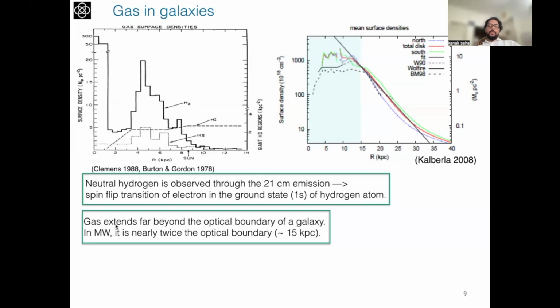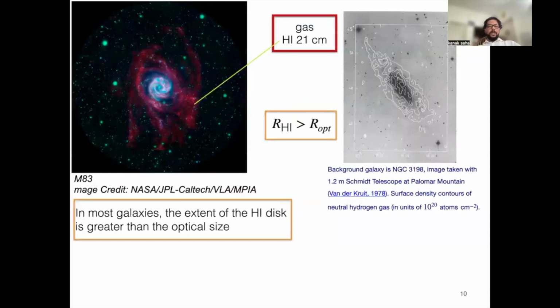If you look carefully, what comes out is that the gas extends far beyond the optical boundary of the galaxy. In the Milky Way, it is almost twice the optical radius. The same is true in external galaxies. This is M83, where the red shows the 21 centimeter emission of gas, and you can see that this is where the stars end, and the gas extends much beyond. The same is true in NGC 3198.